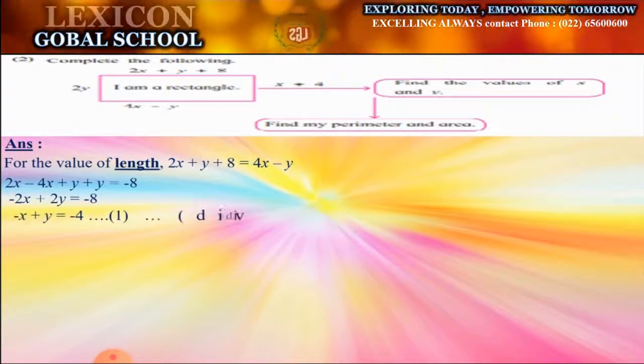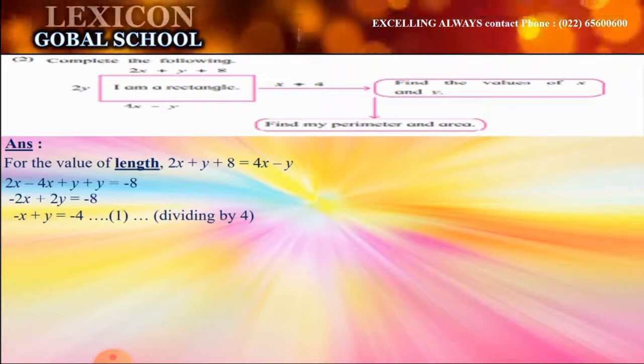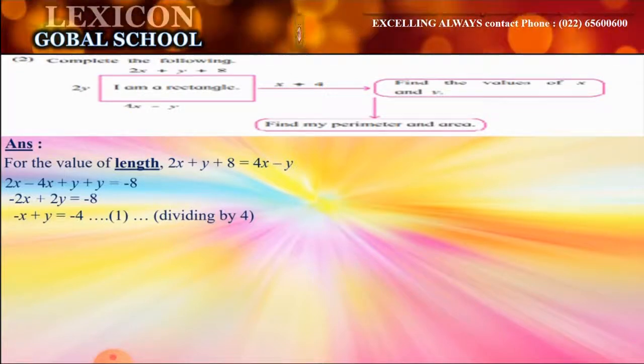Since 2 is common in both, we are dividing the equation by 2. So, 2 gets cancelled. We are left with minus x plus y is equal to minus 4, and that would be our equation 1.